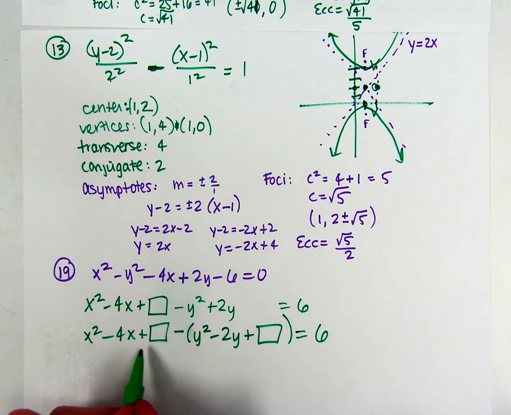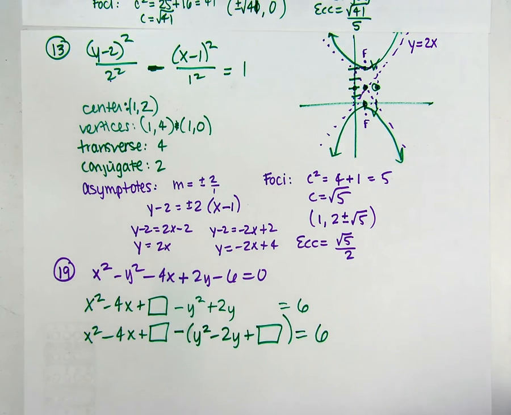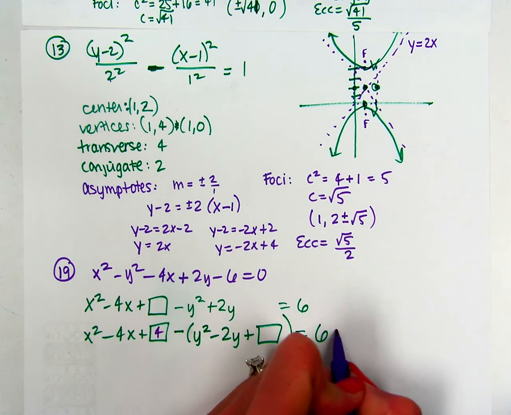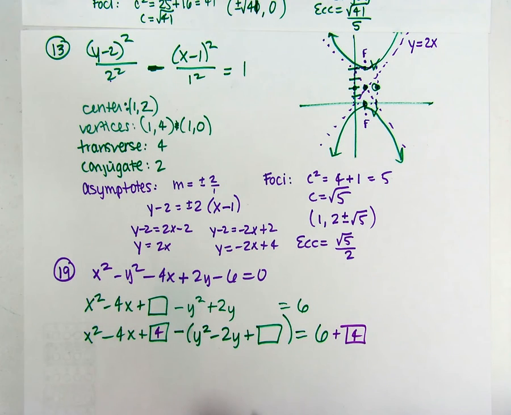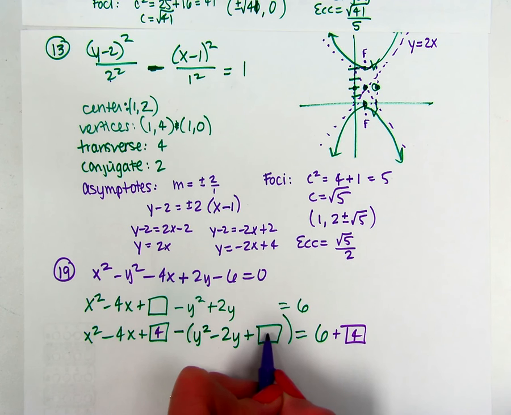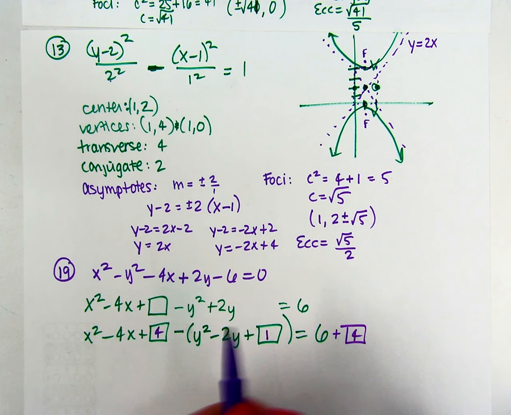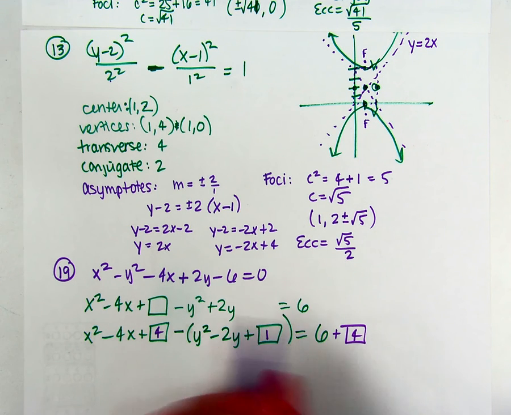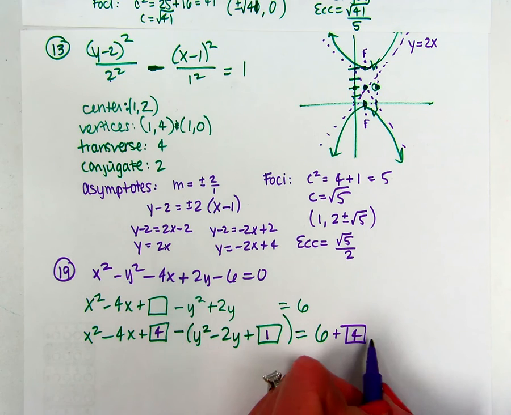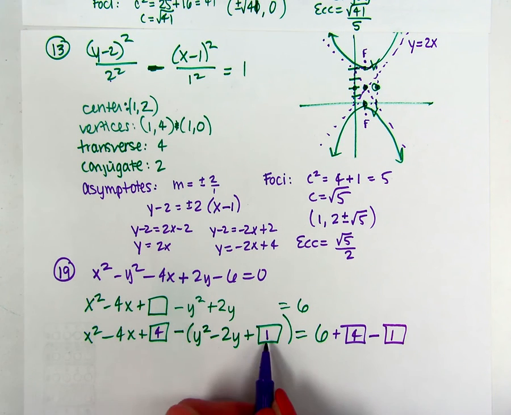All right, so now you complete the square. So what's half of negative 4 squared? That's 2. 2 squared is 4. So if I add that to the left side, I have to add it to the right side. Half of negative 2 is negative 1. Squared is 1. Now, be careful. I didn't add 1. I actually subtracted 1. So we have to subtract this box here.